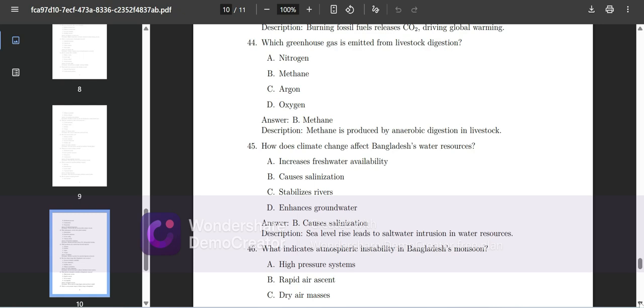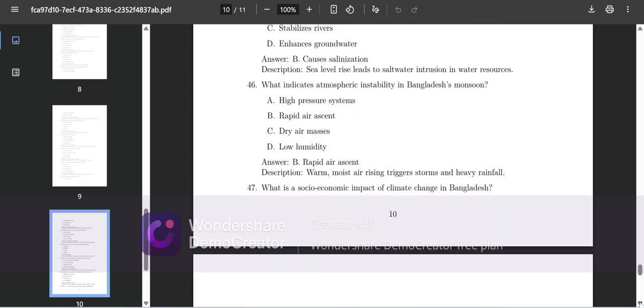Which greenhouse gas is emitted from livestock digestion? Methane. Methane is produced by anaerobic digestion in livestock. How does climate change affect Bangladesh's water resources? Causes salinization. Sea level rise leads to saltwater intrusion in water resources.